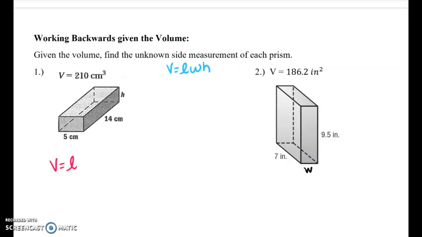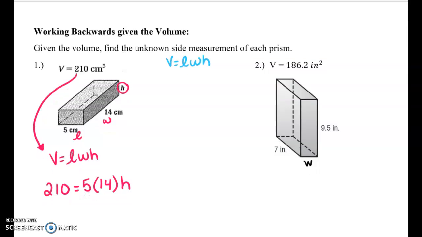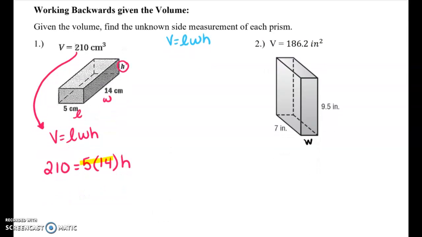Knowing that volume equals length times width times height, I'm going to plug the volume in, which is 210. The length is 5, the width is 14, and I don't know the height. That's what I'm looking for. So 5 times 14 times the height I don't know. Multiply the two numbers I do know together: 5 times 14 gives me 70. So 210 equals 70H.